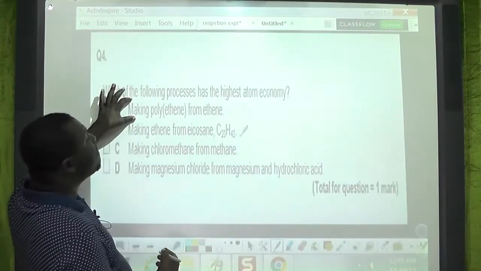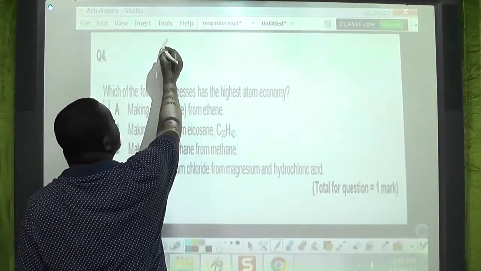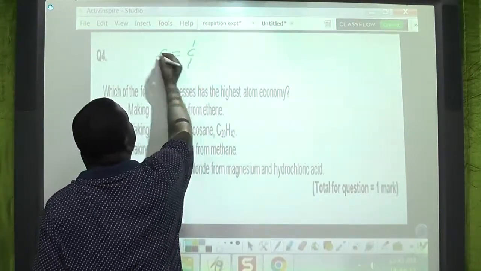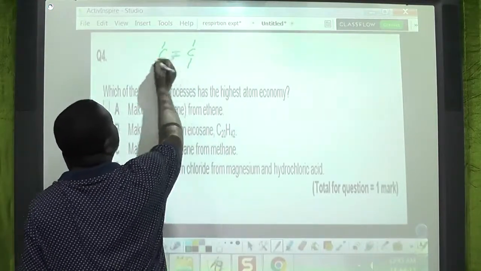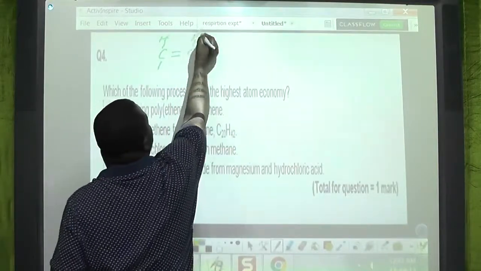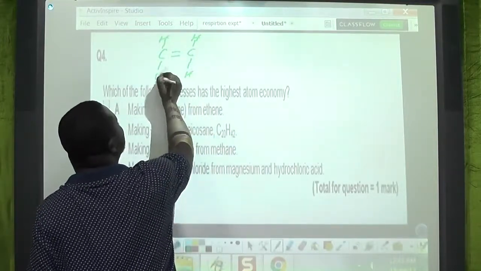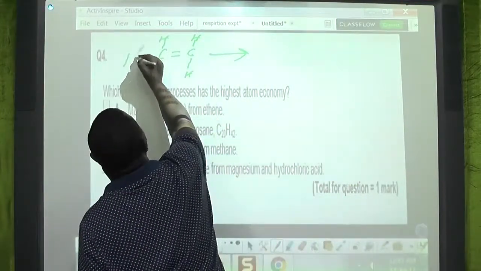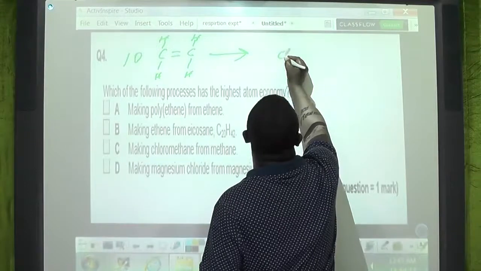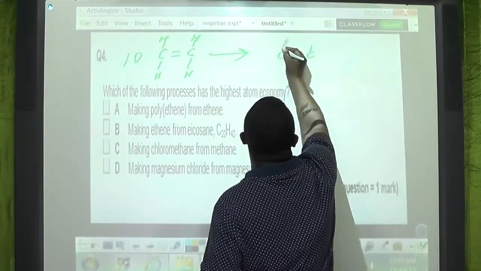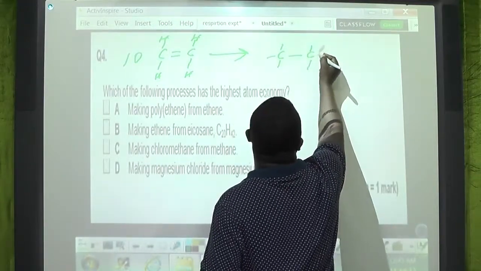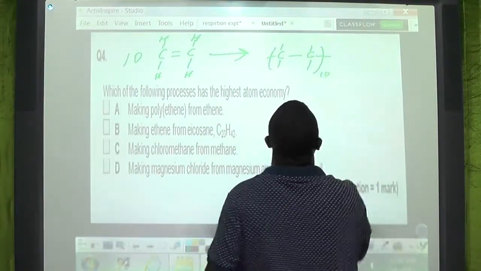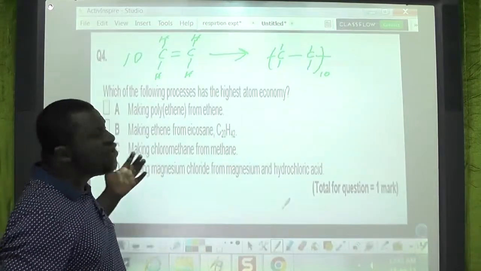If you are making polyethylene from ethene, don't forget that polyethylene is this. Don't forget that a polymerization reaction is giving you only one product. If I have 10 of these, it will give me these 10 of it joined together. So I am not losing anything.